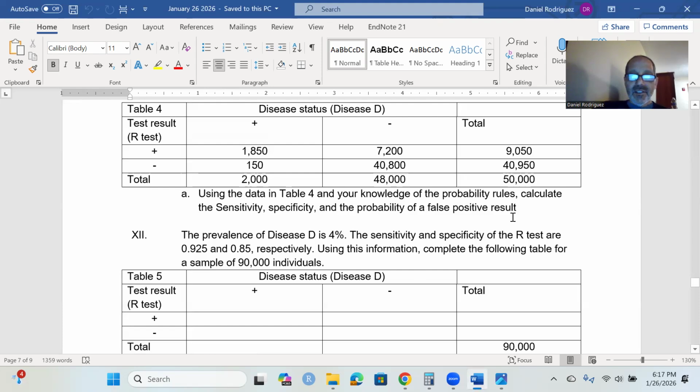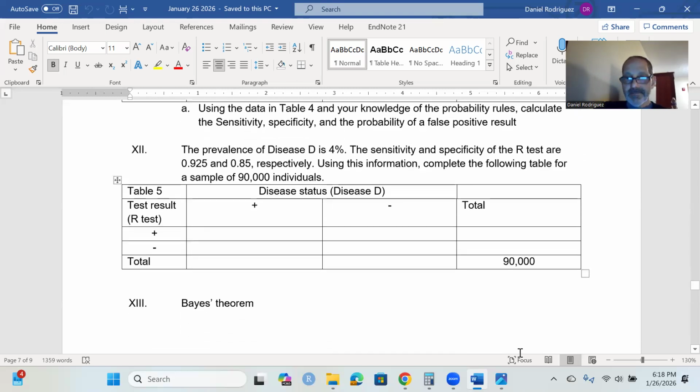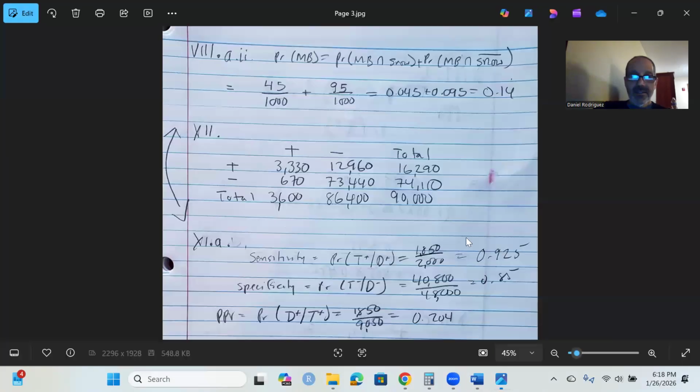And the probability of a false positive would be just 1 minus the specificity, because specificity refers to essentially the true negatives, and the complement of the true negatives is a false positive. These are both part of the sample space for disease negatives, because either you test positive and are disease negative or test negative and are disease negative, so they're complementary events. It seems like I calculated the PPV here, but we'll get to that later.